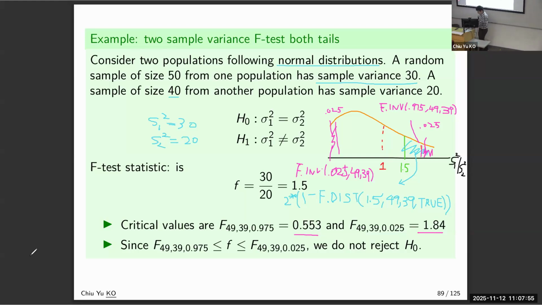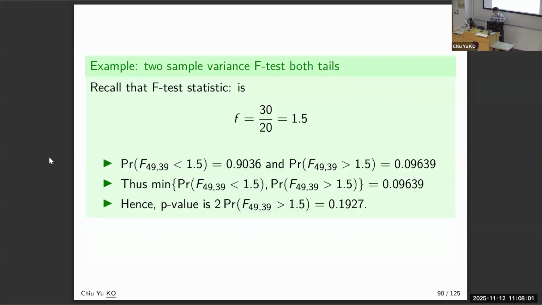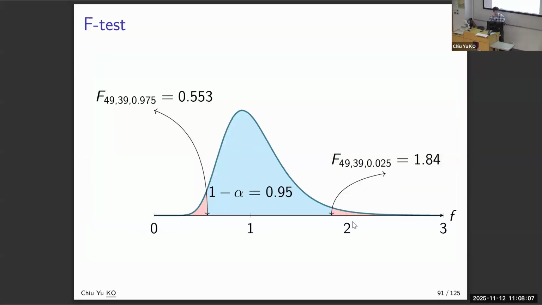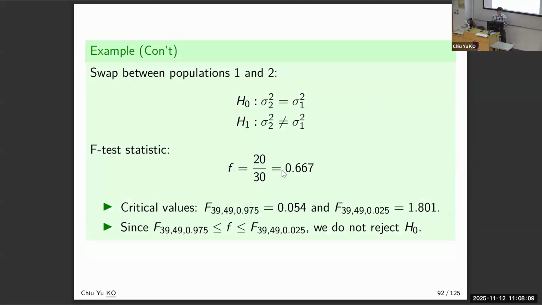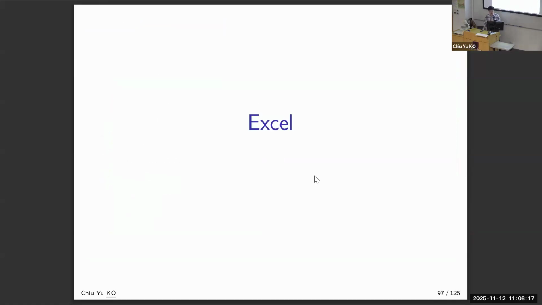Okay, we're done. Let us quickly review what we have done. This is just trying to calculate the p-value if you reverse this, but I think I already told you how to do it. This tells you that if you swap, you get the same answer. There's no difference between the two results, and the p-value is the same. So I'm not going to talk about that.